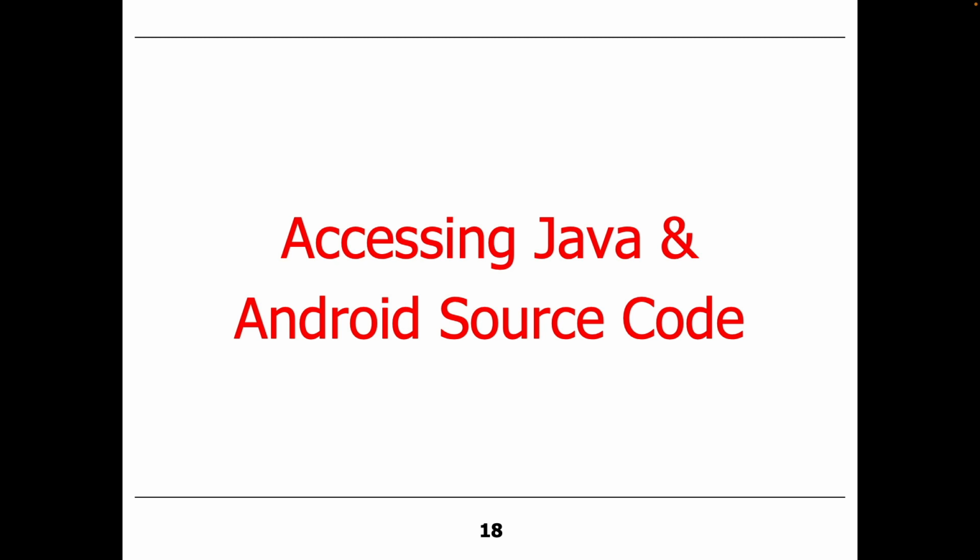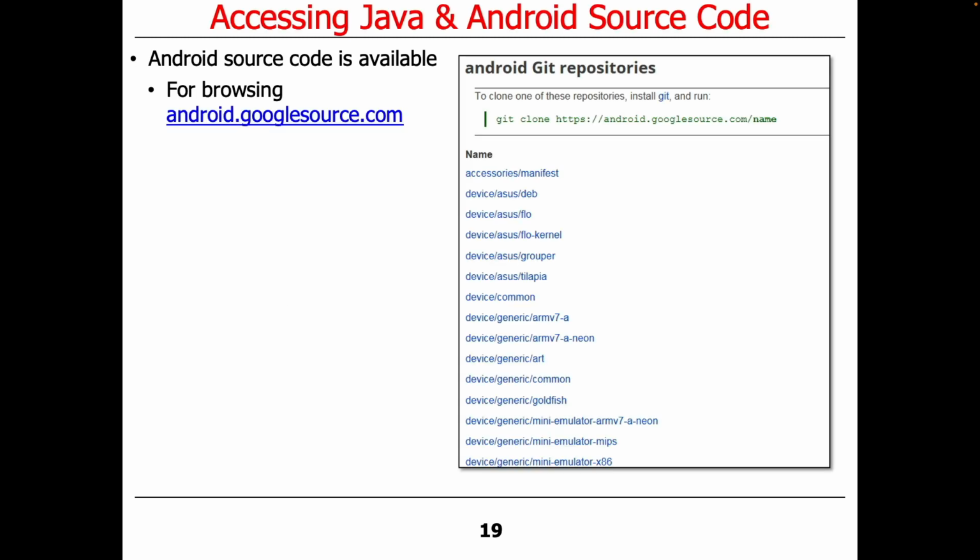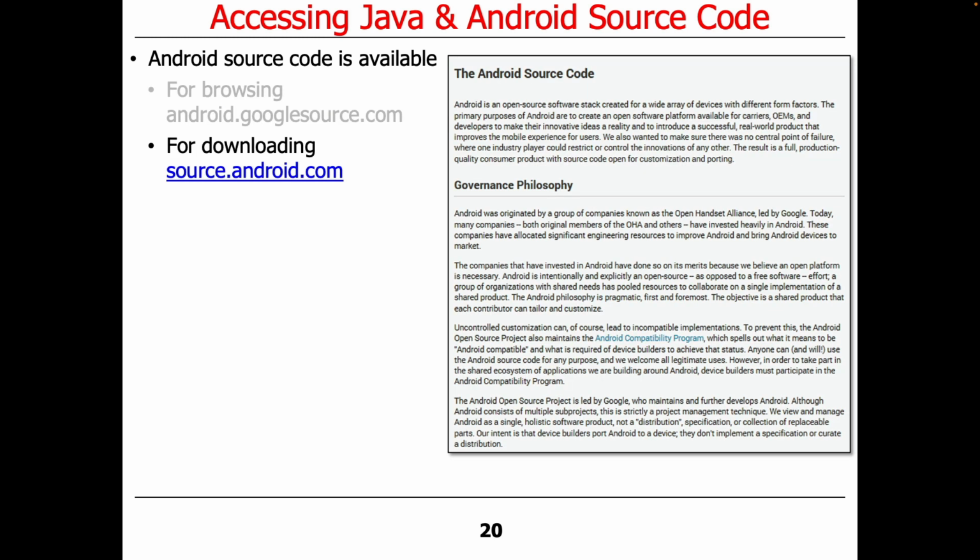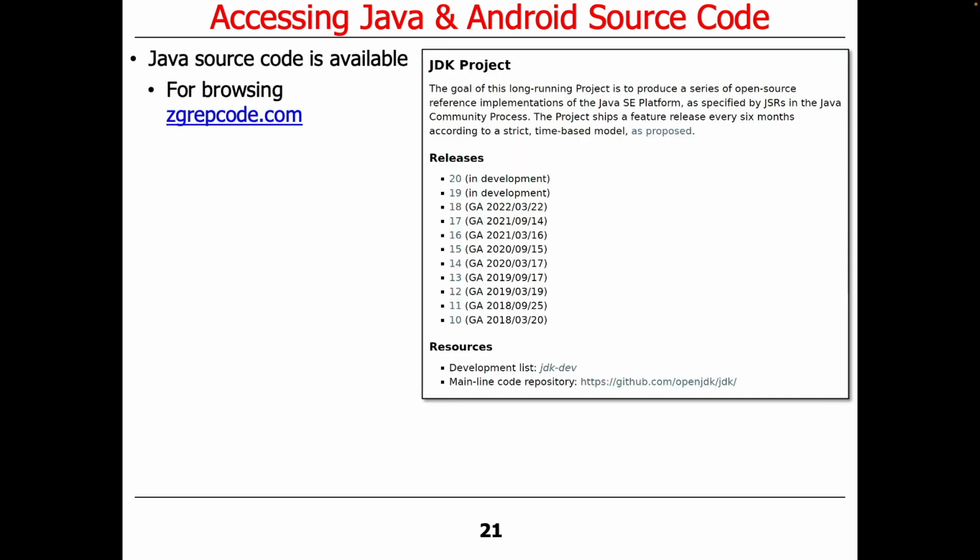Now, it's also possible, if you're so inclined, to get access to the Java and Android source code. You can get Android source code at this link if you want to browse it. You can also download it at this link, which is really fun and very instructive. You can also browse Java source code, and you can download Java source code. So there are different ways to get access to Java source code. I like looking at Java source code. That's just me. It's got lots of really cool patterns in it, and you can learn a lot by seeing it.